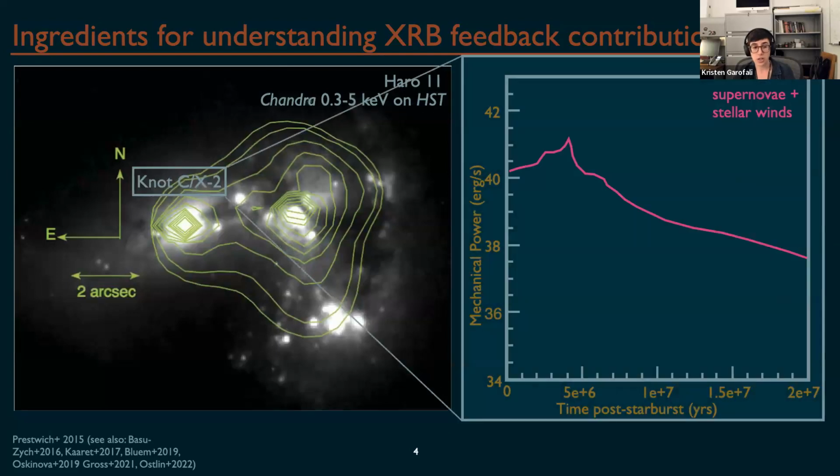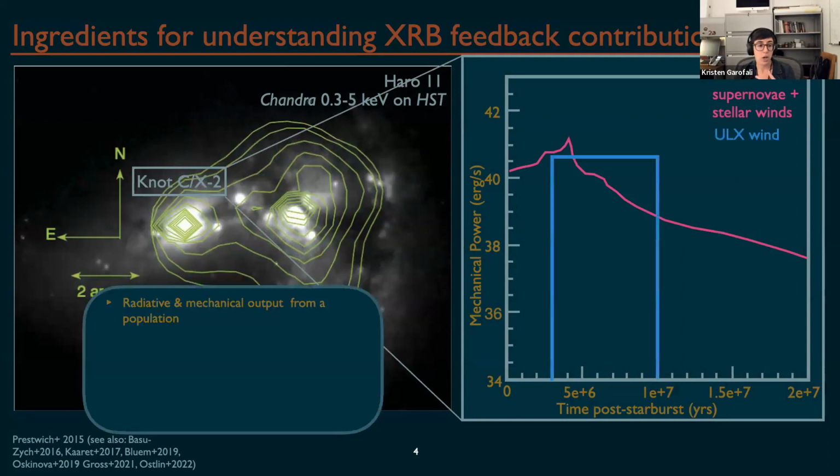So in order to understand our X-ray binary feedback, we need to know a little bit about the radiative and mechanical output from our population. You can see here Starburst99 models for, say, a 10^7 solar mass burst, showing how ULX mechanical power, if it scales with the radiative output of the source, may operate on timescales similar to feedback from stellar winds and supernovae, but also slightly more prolonged.